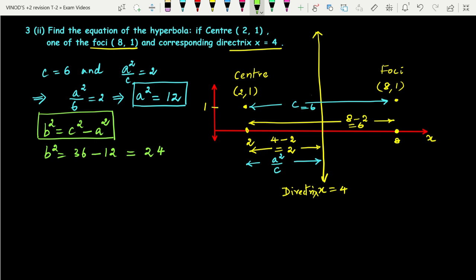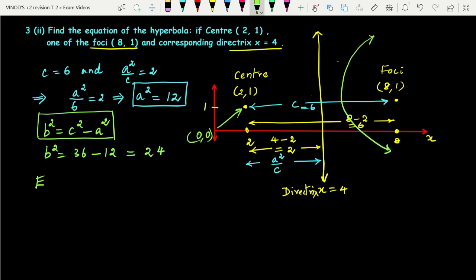And the center is shifted. It is shifted from the origin. It is not at the origin. So it is a shifted hyperbola, shifted regular hyperbola. Because foci lies on the first quadrant, the hyperbola will be on the right side like this.